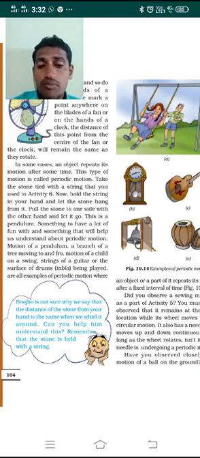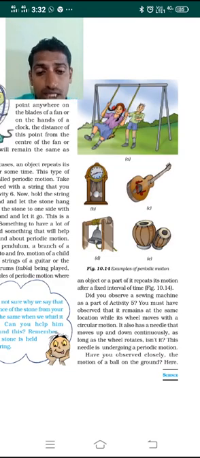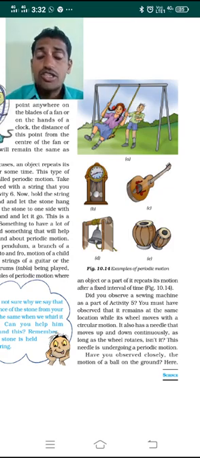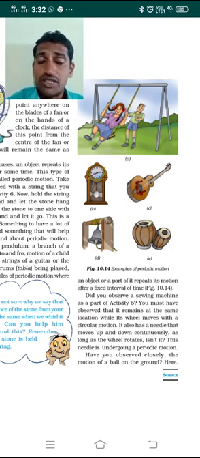So these are all examples of repeated motion, where sometimes the whole object shows the repeated motion, and sometimes a part of the object shows the motion. These are the examples for periodic motion. Look at the examples. Picture A is a swing, which moves in the forward and backward direction.